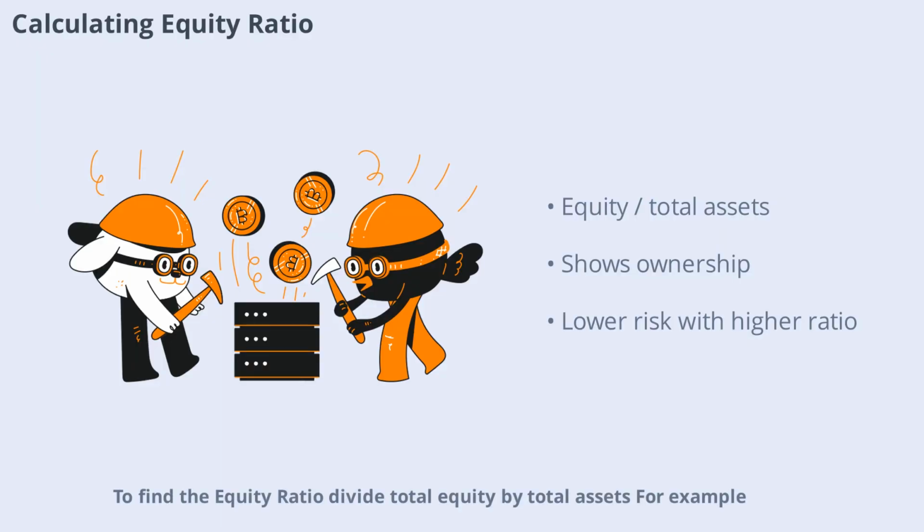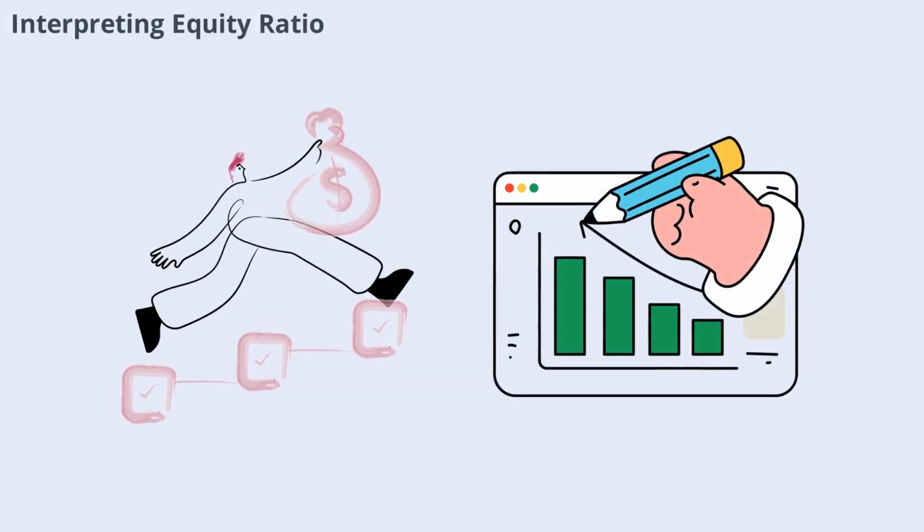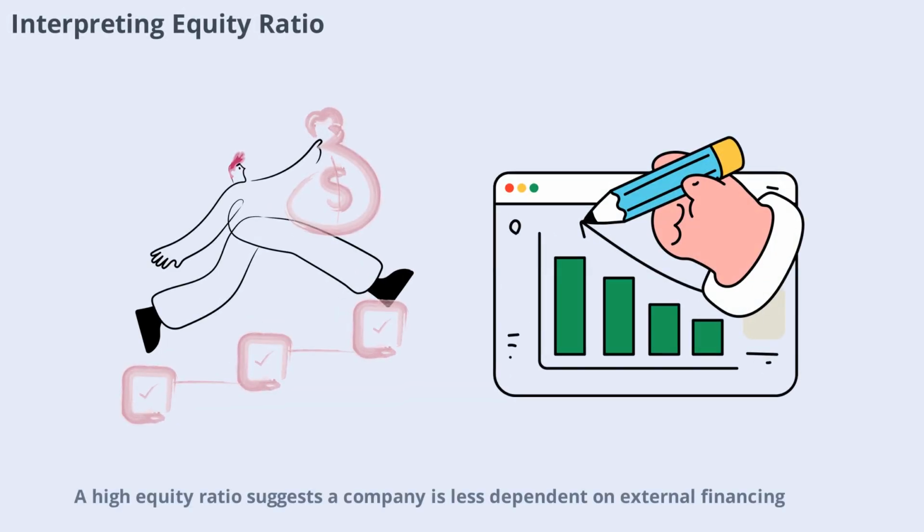To find the equity ratio, divide total equity by total assets. For example, if a company has $300,000 in equity and $600,000 in total assets, the equity ratio is 0.5, or 50%. This means half of the company's assets are financed by shareholders, not debt. A higher equity ratio is generally seen as a sign of financial strength, but as always, it's important to compare with industry norms. A high equity ratio suggests a company is less dependent on external financing, which can be reassuring for investors and lenders.